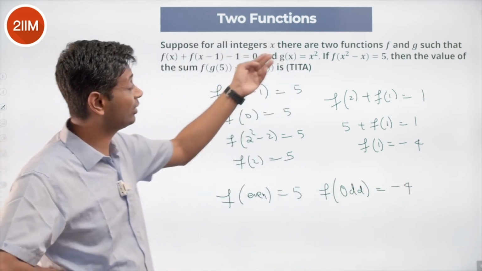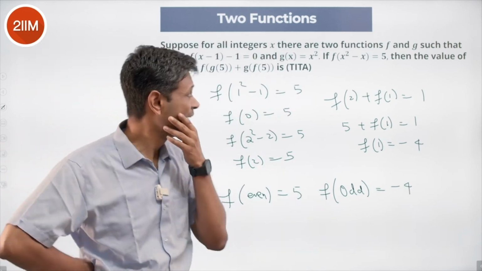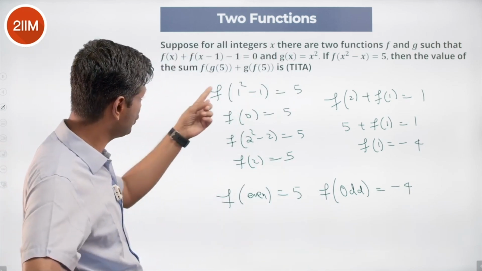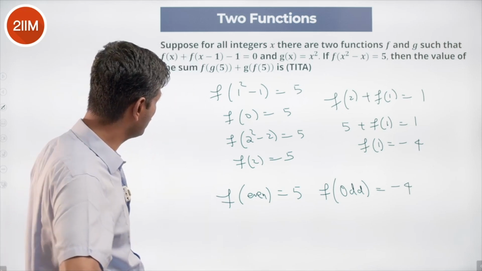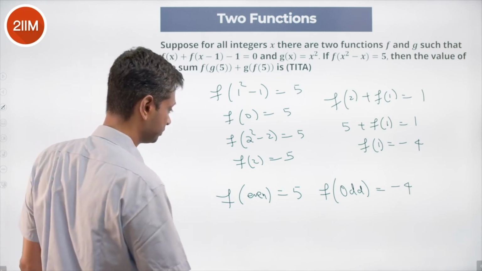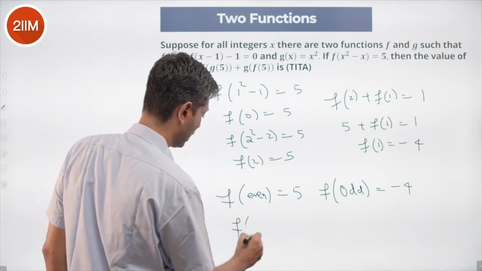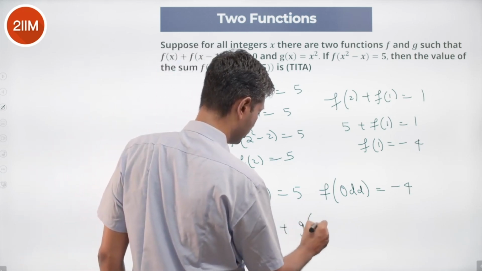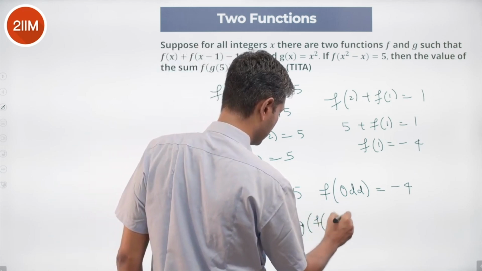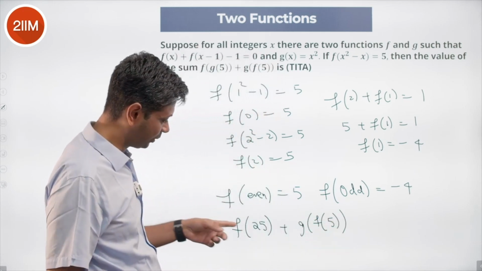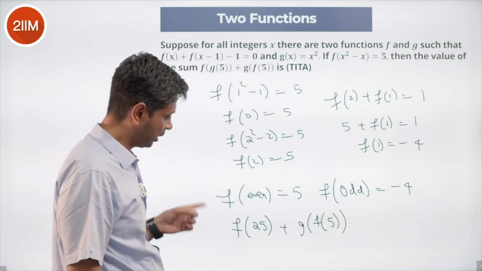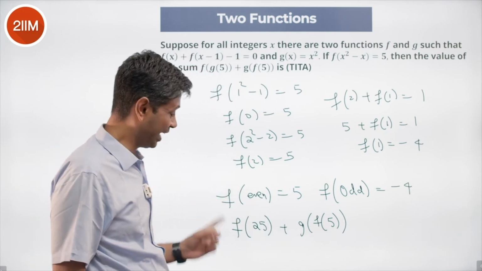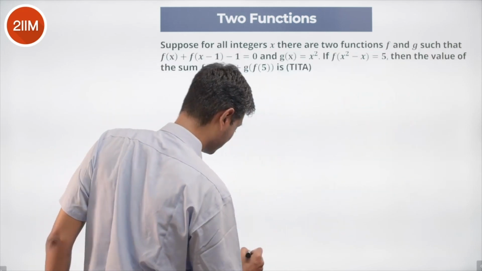We know g of x equal to x square. That is nice and comfortable. We want to find f of g of 5 and g of f of 5. F of g of 5 is f of 25. We want to find f of 25 plus g of f of 5. 25 is an odd number. F of 25 is minus 4.